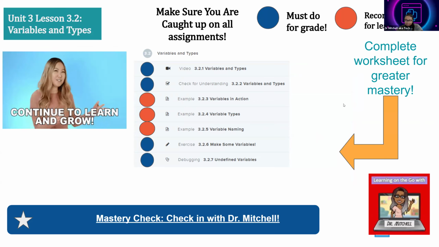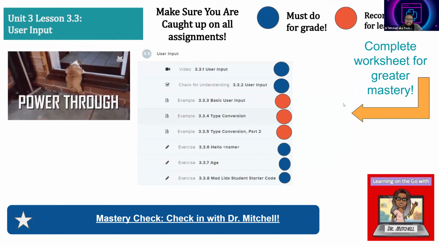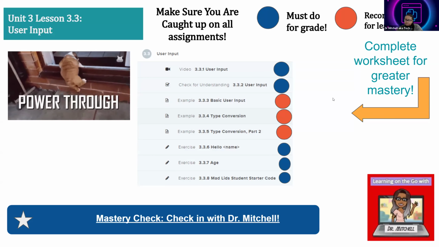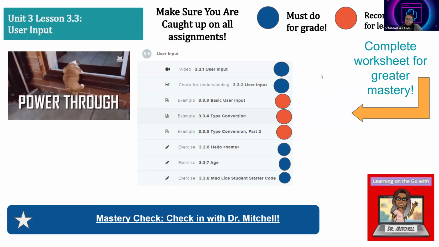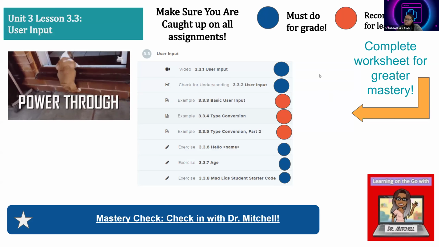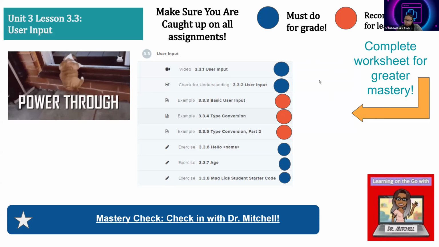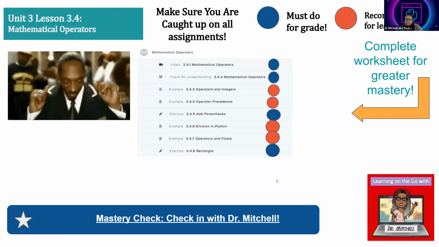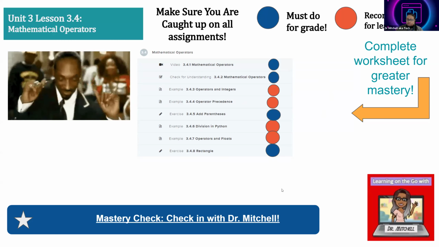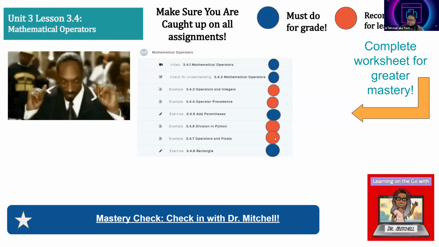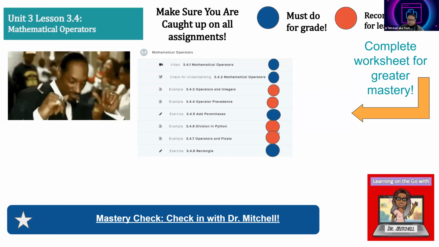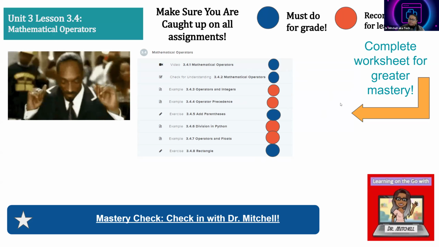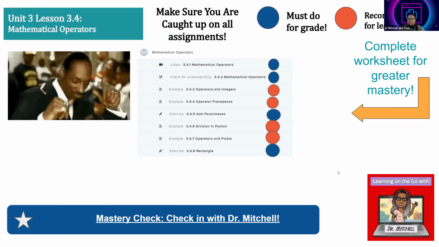Continue to learn and grow, please. And then lesson 3.3, again, same structure. The blue dots are definitely for grading. The red is for recommended learning. And then last but not least, we have the mathematical operators. Again, it is 2 coding practices, and then there's your check for understanding, and you do have the video to go back to as well.